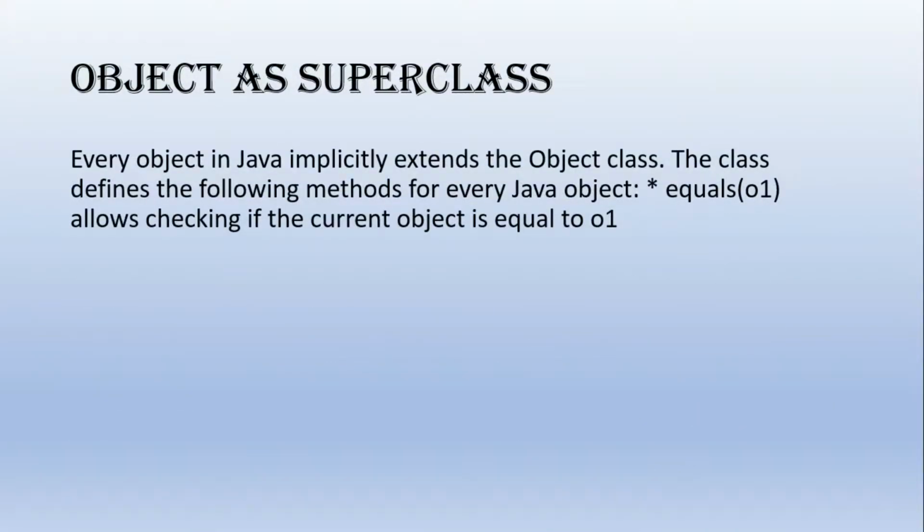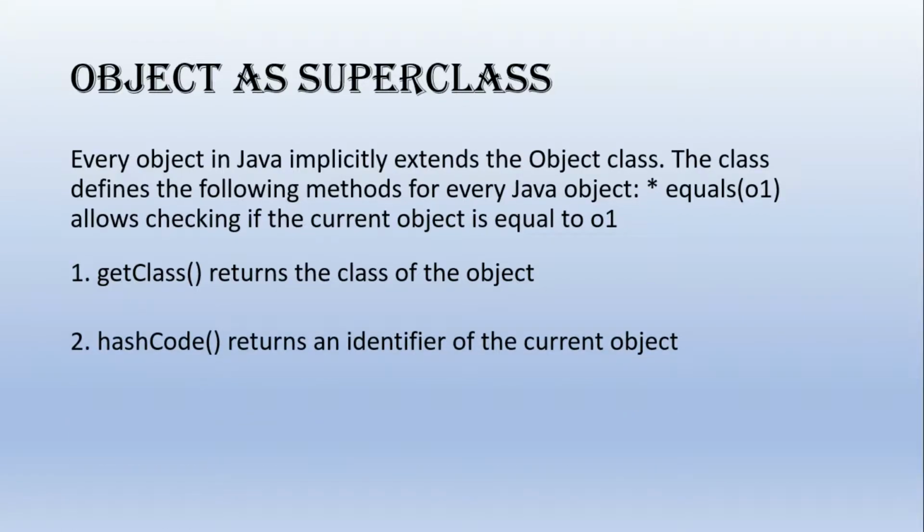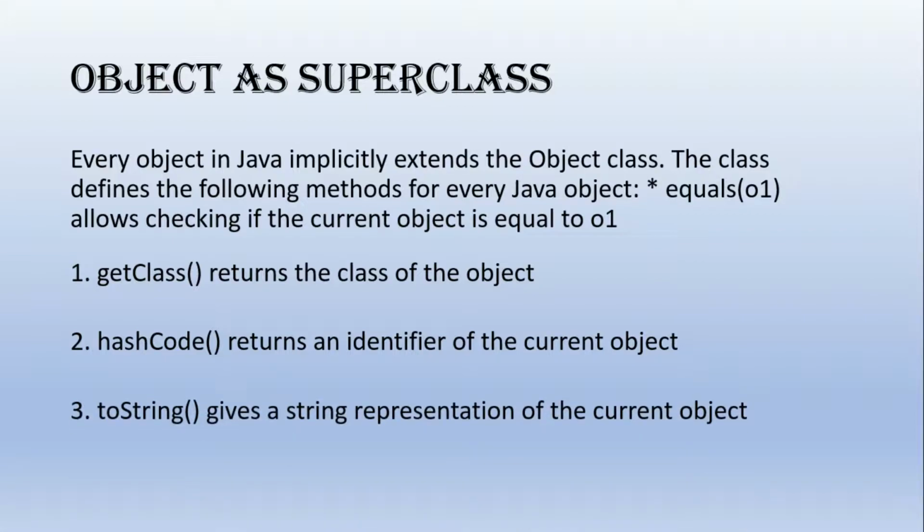Object as superclass. Every object in Java implicitly extends the Object class. The class defines the following methods for every Java object. First, equals(o1) allows checking if the current object is equal to o1. Second, getClass returns the class of the object. Third, hashCode returns an identifier of the current object. Fourth, toString gives a string representation of the current object.